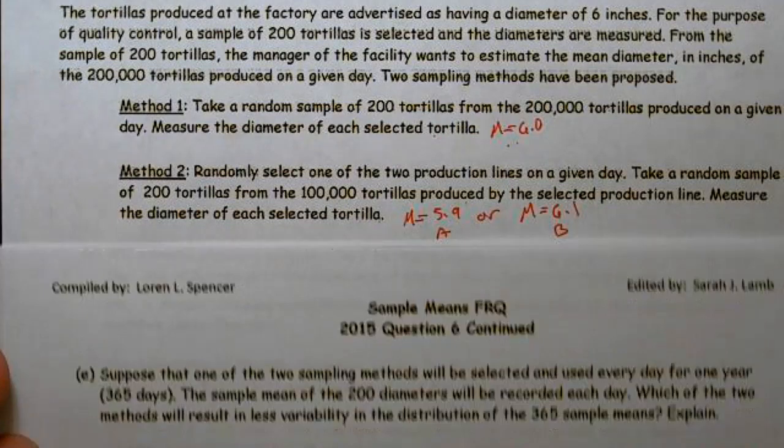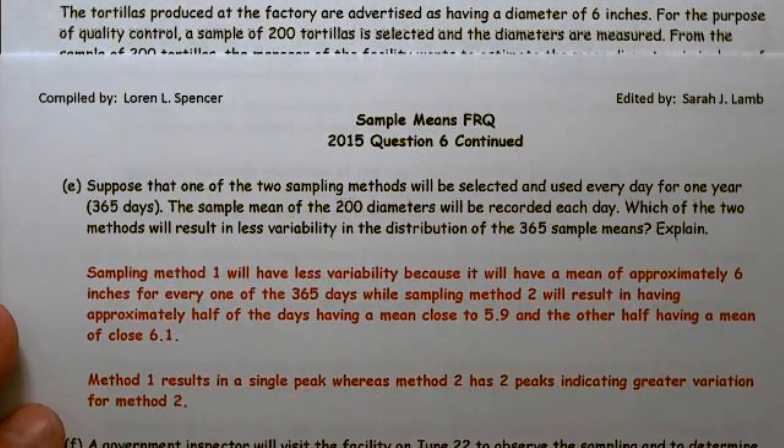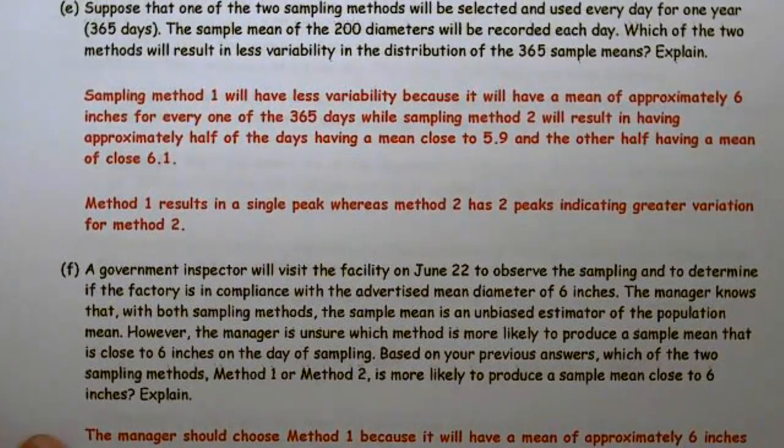So sampling method 1 will have less variability because it'll have a mean of approximately 6 inches for every one of the 365 days, while sampling method 2 will result in approximately half of the days having a mean close to 5.9 and the other half having a mean close to 6.1. Method 1 results in a single peak, whereas method 2 has 2 peaks, indicating greater variation from method 2. Basically, method 2 having 2 centers makes it more variable.